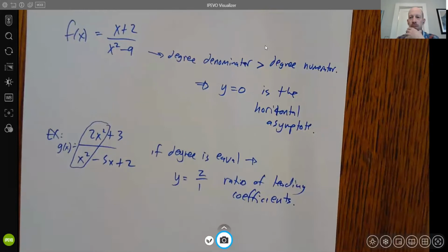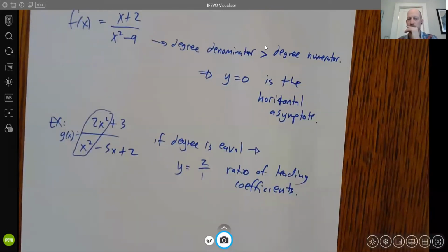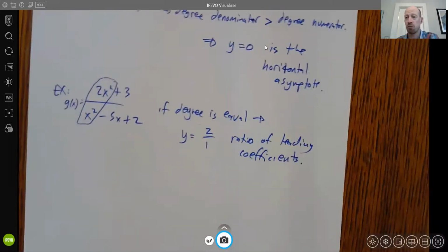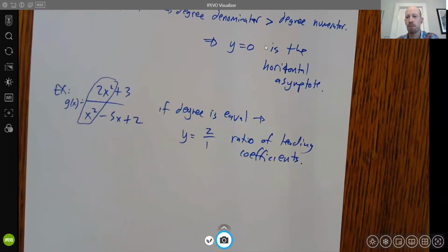Could you go over that part one more time, like why it's leading coefficients? Yeah. I don't know. It's kind of confusing me a little bit. No, you're right. It's kind of a different idea.